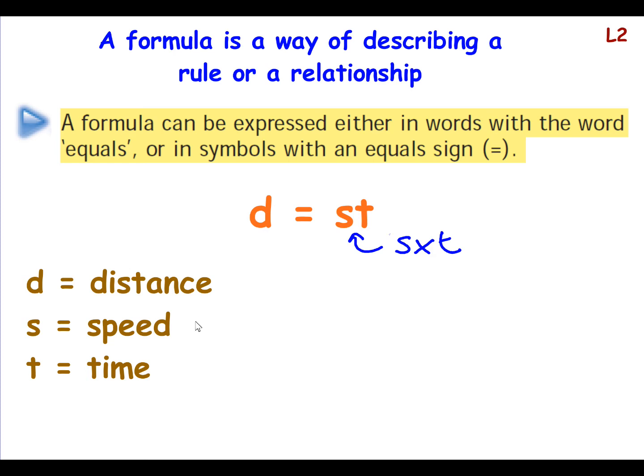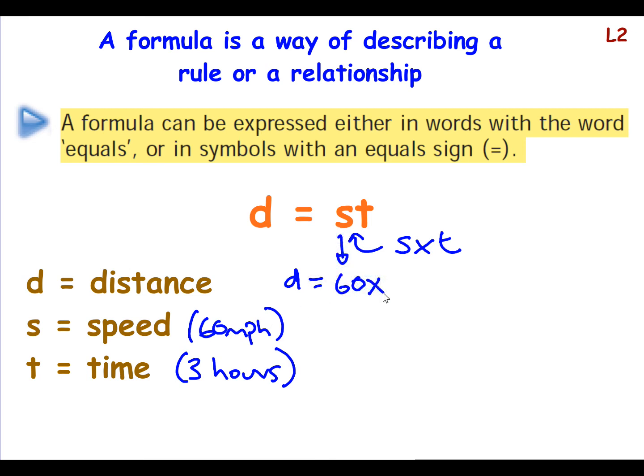So if I tell you I'm traveling at 60 miles per hour and I drive for 3 hours, then I can do something with this. I know that my distance is equal to my speed, which is 60 miles an hour, times, because of that S and T being stuck together, the number of hours, which is 3 hours. So the distance I cover is 60 times 3, which is 180 miles.